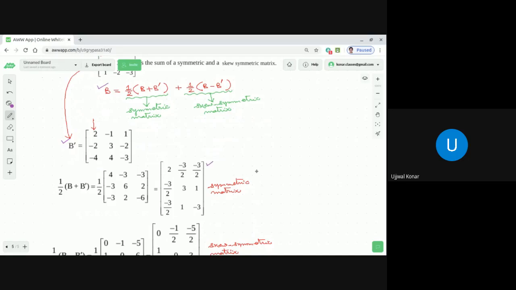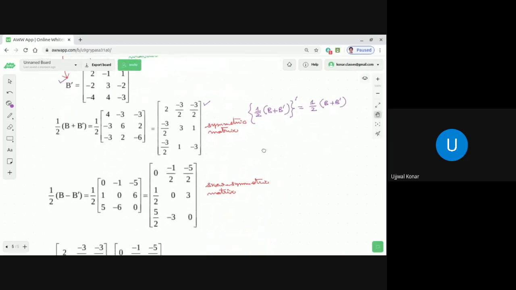Then you can prove that it is a symmetric matrix. What you can do is take half of B plus B transpose, complete transpose, and you need to show that you get half of B plus B transpose. We have done that today. In a similar manner, next you need to find half of B minus B transpose, and you can establish that half of B minus B transpose, its complete transpose, is nothing but half of B minus B transpose, as we have established today. Once you are done, you can conclude that half of B plus B transpose is a symmetric matrix and half of B minus B transpose is a skew-symmetric matrix.